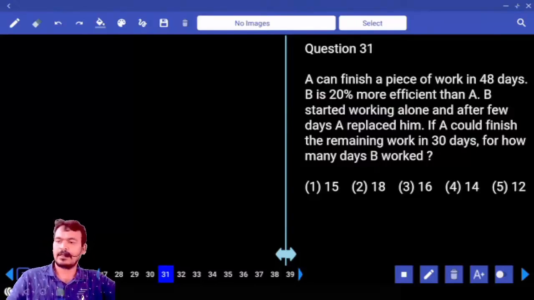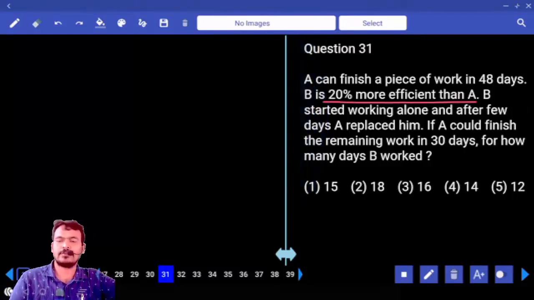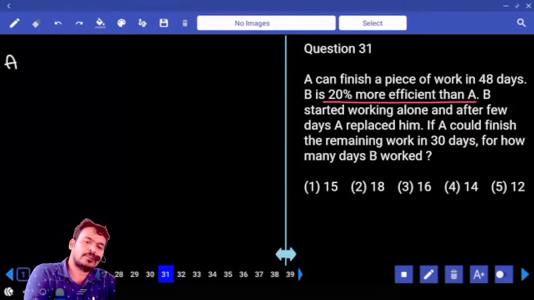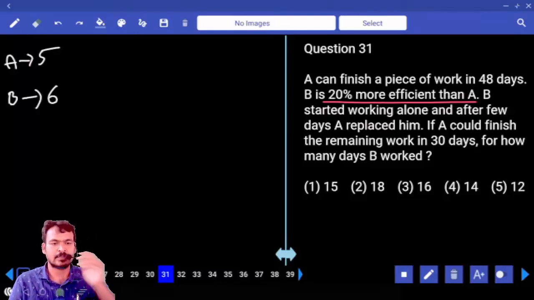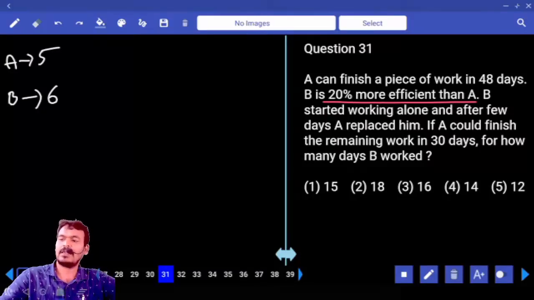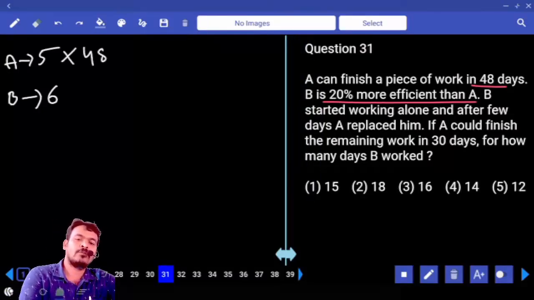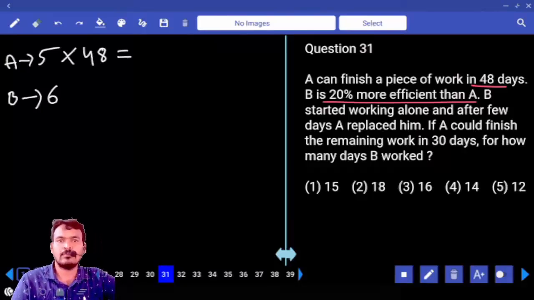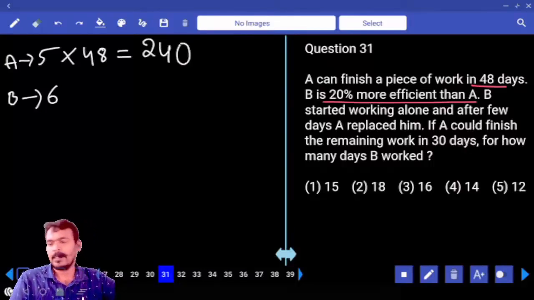Okay. And here A alone in how many days? 48 days. But B's efficiency compared to A's efficiency, how much percent more? 20% more. Suppose A's efficiency is 5 parts, B's efficiency is 6 parts, right? A's efficiency how many parts? 5 parts. B's efficiency 6 parts. But A can complete the whole work in how many days? 48 days. Means total work is 5 into 48, right? 5 into 48. What is 5 into 48? 240, right?